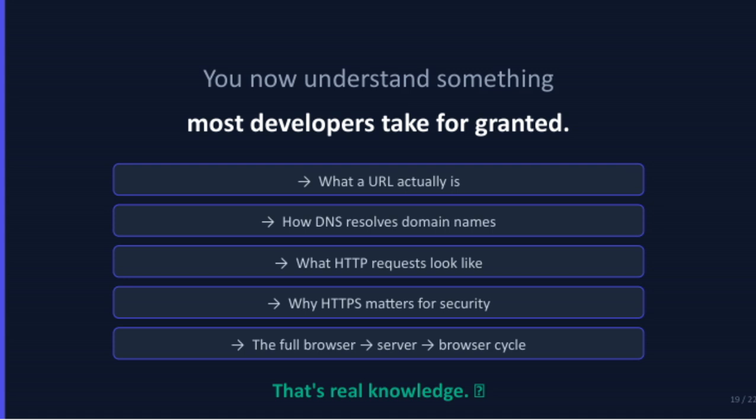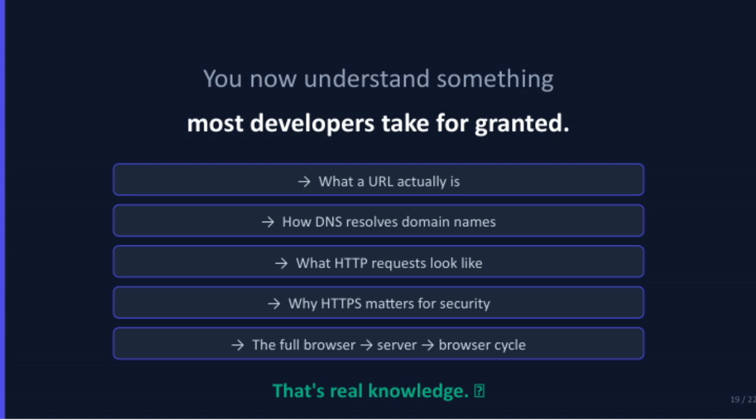Next, why does HTTPS matter for security? Well, HTTPS encrypts the data exchanged, protecting sensitive information from eavesdroppers and man-in-the-middle attacks. It's essential for keeping user data safe. Then, what do HTTP requests actually look like? They're structured messages sent from your browser to a server, asking for resources like web pages or images. Understanding their format helps us troubleshoot and optimize communication.